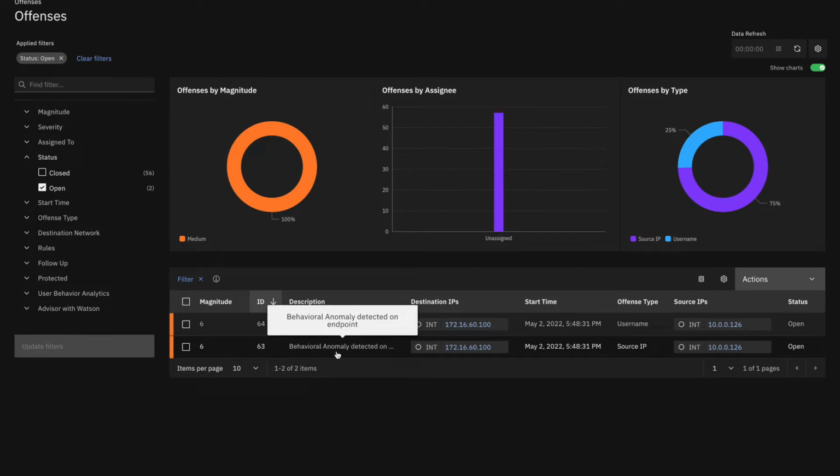And essentially what that is, is the alert in ReaQta saying that when the HR professional opened up that Word document, a behavioral anomaly was detected. And ReaQta is letting QRadar know, hey, we saw this from our endpoint telemetry end. Can you further investigate from your end?